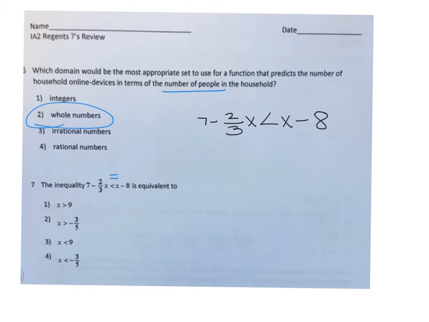Okay, there's two ways in which to start this. The one that I'm going with is just one of two. So you may have done something else, but you still could be correct. This cancels out. I get 15 minus 2/3 x is less than x. And now I'm going to go ahead and add the 2/3 x to both sides.